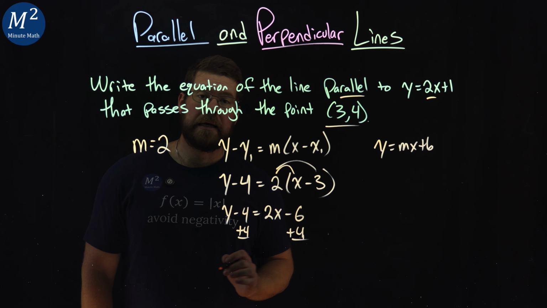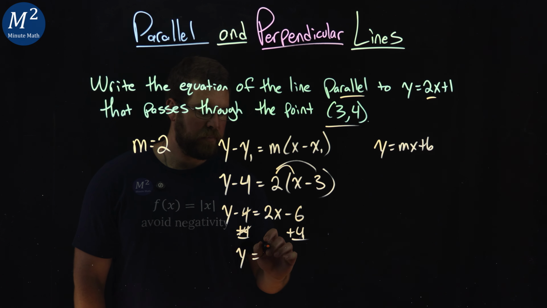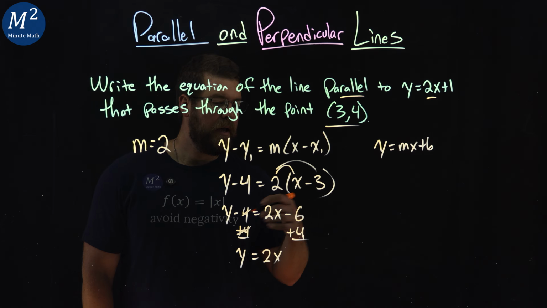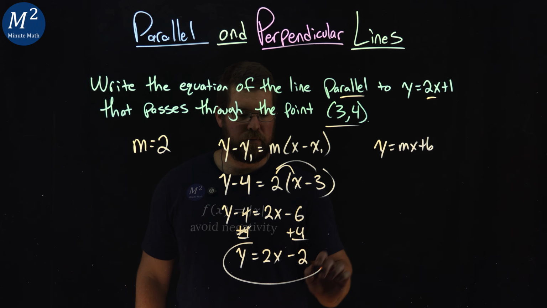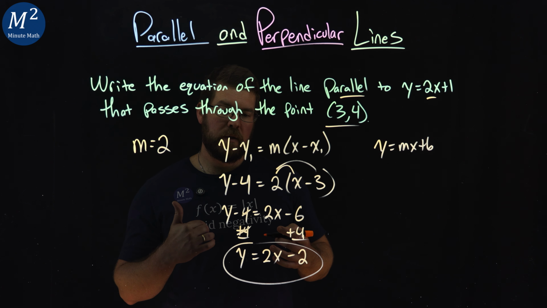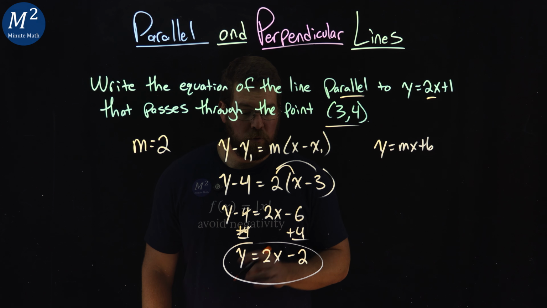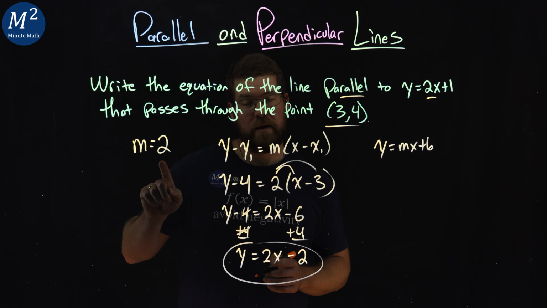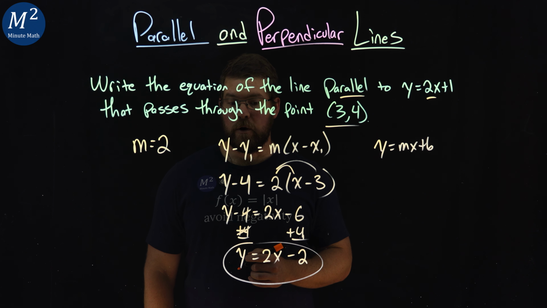Now we're combining like terms, so we have y equals, 4's cancel, 2x comes down, and then minus 6 plus 4 is a minus 2. So two ways we can write the line, but our final form here in slope-intercept form is y equals 2x minus 2. Notice same slope, 2, and it will go through that point (3, 4).